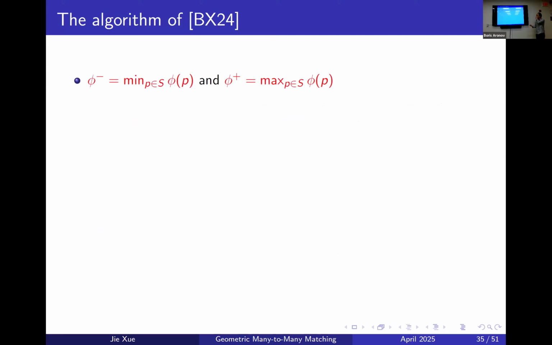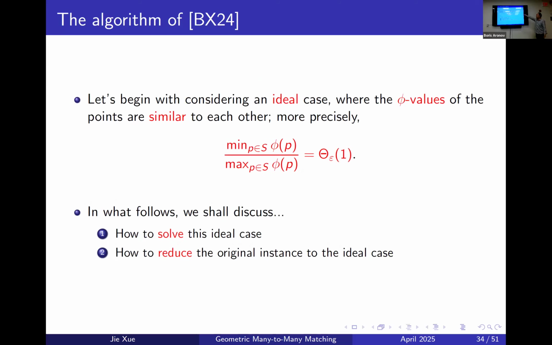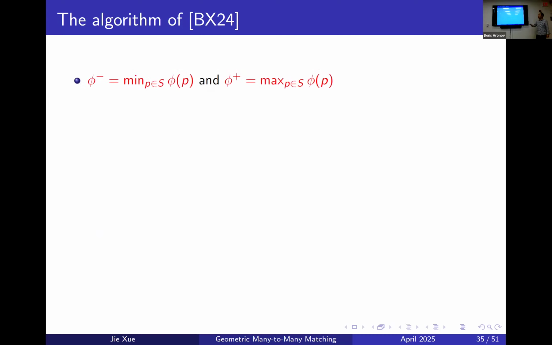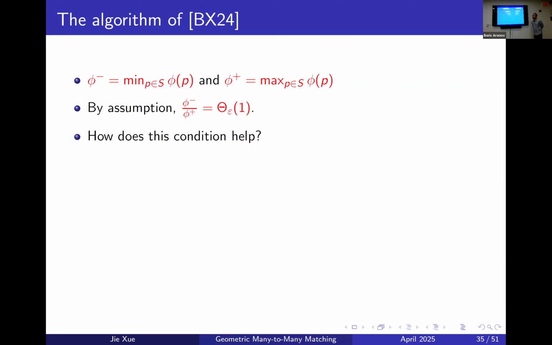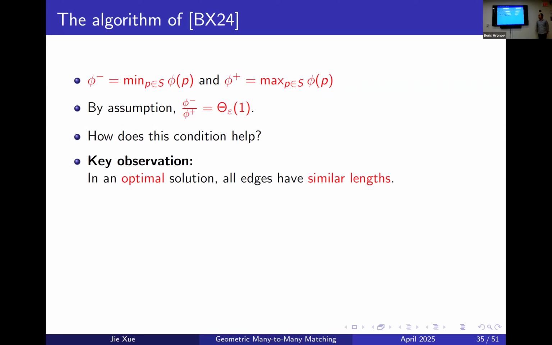Okay, let's assume we are in this ideal case. All the penalties are similar. So you define the smallest penalty to be phi minus, the largest penalty to be phi plus. By assumption, for convenience, you can just assume phi minus is equal to phi plus, or they are just similar to each other. So how does this condition help? The key observation is the following: if I have this condition, and if I have an optimal solution, then all the edges should have similar lengths.